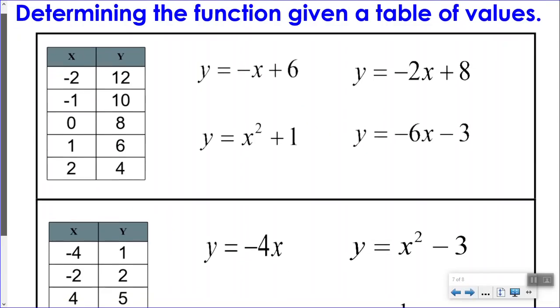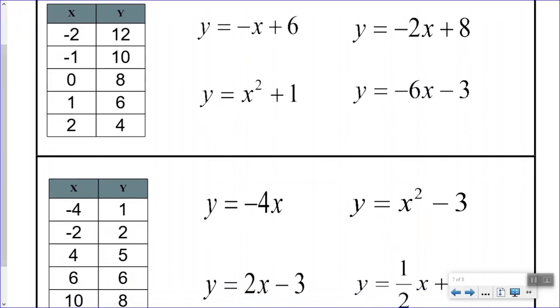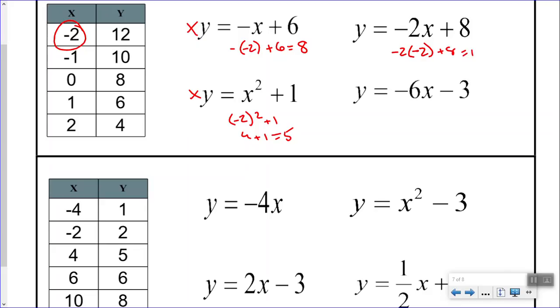Okay. Something else that we want to be able to do is to figure out which function rule matches a table of values. One way that we can do this is by taking our x values, substituting them into each rule, and seeing which one matches. So here, if I take -2 plus 6, that's going to give me 8, which isn't 12, so I know it's not this one. I can check the others. Here we get 5, which is not 12. Here, we're going to get 12, so this is a possibility. And then here, we're not going to get 12. So this is not a possibility. So the only possible answer is this one.